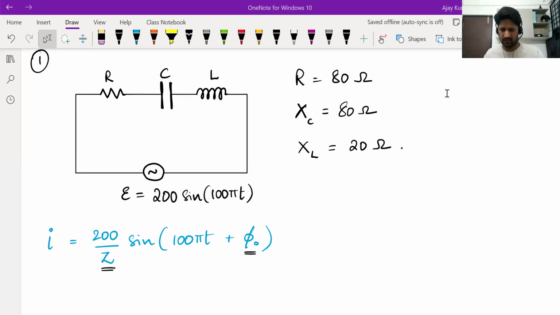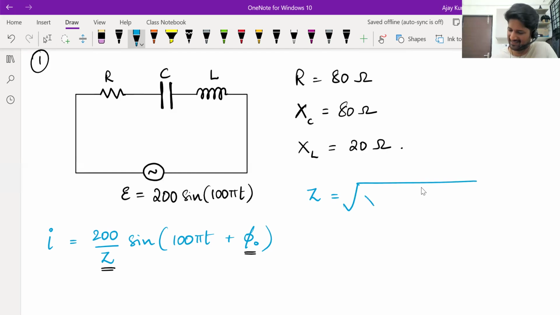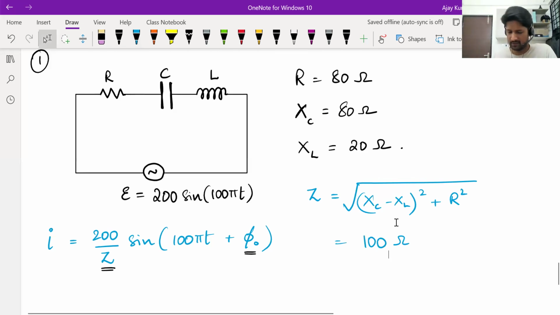Okay. Isha, any answer for Z? Impedance of the circuit. Can one of you tell me the formula for Z? Sir, XC minus XL square plus R square, under root. Yes. Sir, is it 100? The answer, Z will be 100 ohms in this case. Root of 80 square plus 60 square becomes 100.